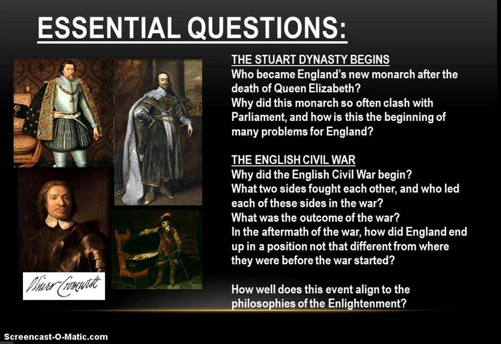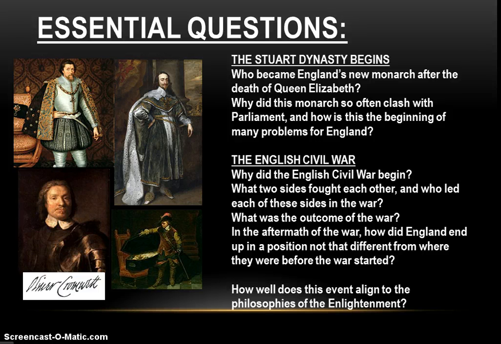So, English Civil War. It all starts with the beginning of a new dynasty in England, the Stuart dynasty. So who becomes the new monarch after Queen Elizabeth's death? And why does this monarch very often clash with Parliament? How is this really the beginning of a lot of problems for England?